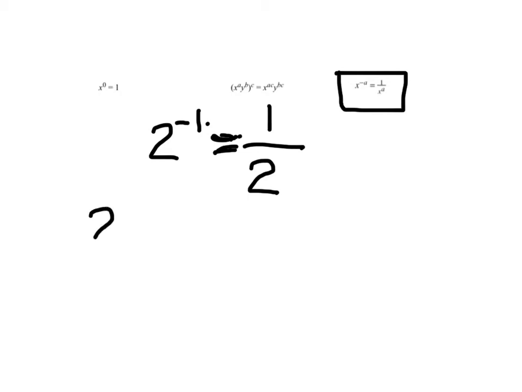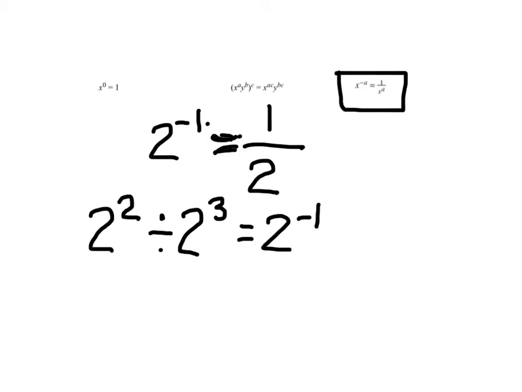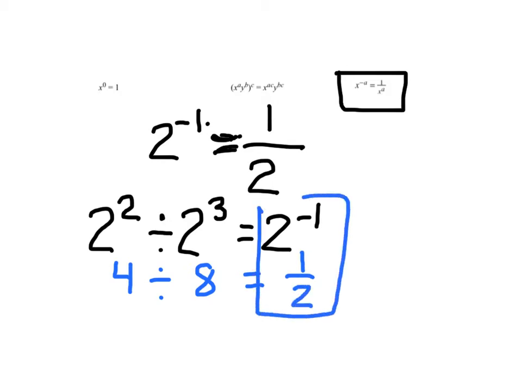That's interesting. Okay, let's look at an example to show that's true. Let's say I had 2 squared divided by 2 cubed. Now, according to my laws of exponents, I would subtract these. So 2 minus 3 equals negative 1. So the answer I get is 2 to the negative 1 power. Alright, now let's look at this problem a different way. I'll take 2 squared, which is 4, and divide that by 2 cubed, which is 8. What's 4 divided by 8? Well, if you said 1/2, you're right. As a fraction, it's 1/2. As a decimal, 0.5. So here I can see that it's true.